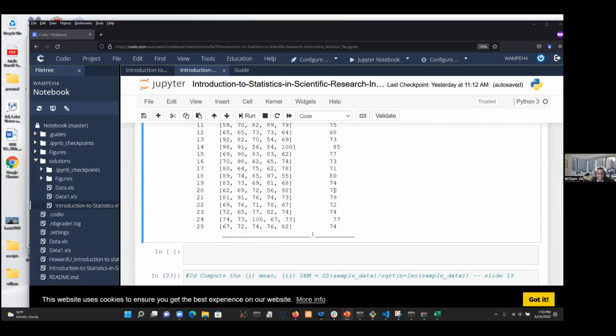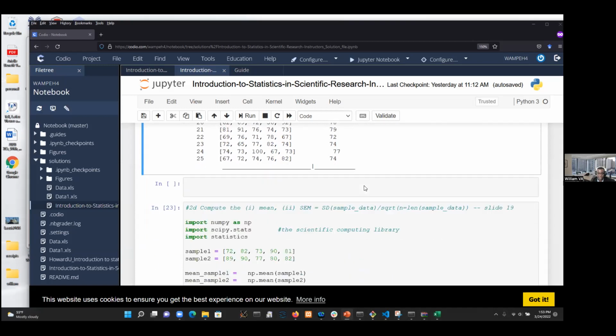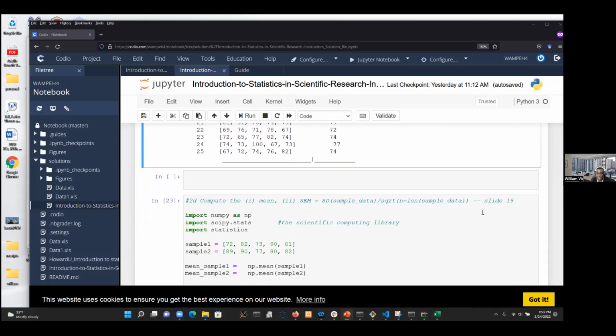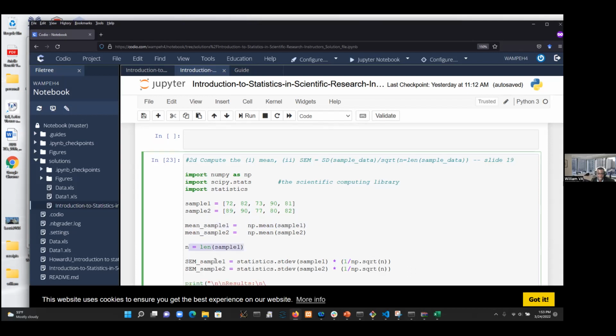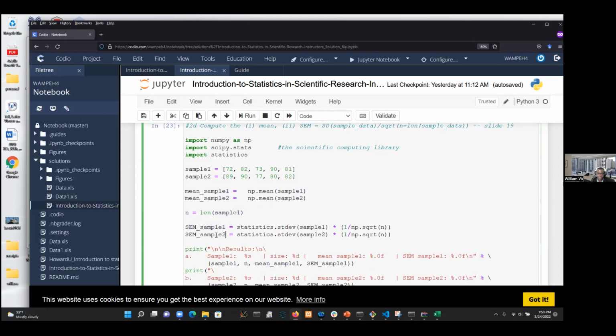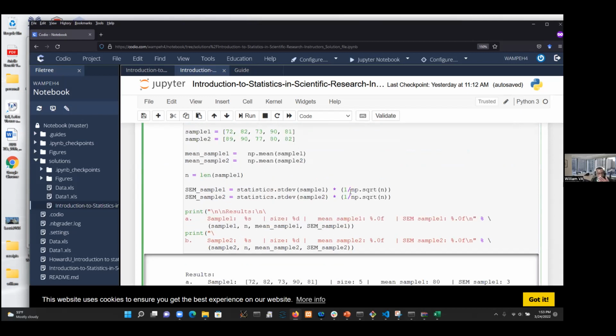So now I have my data, I have my mean, I got my sample. Then I can compute the statistics on slide 19 that Paul talked about. All it is, if I have a list, sample 1, I have another list, sample 2, I can compute the mean and put it in sample 1, compute the mean, put it in sample 2, take the length, and then I can compute any statistic I want. So SEM by the formula given on slide 19, and then it's computed.